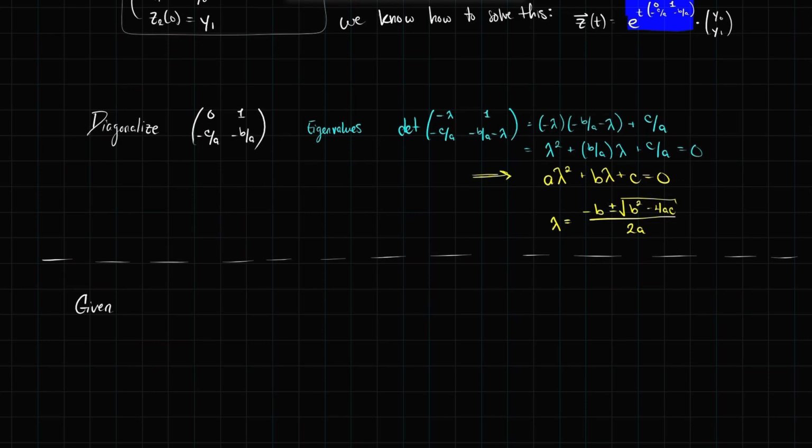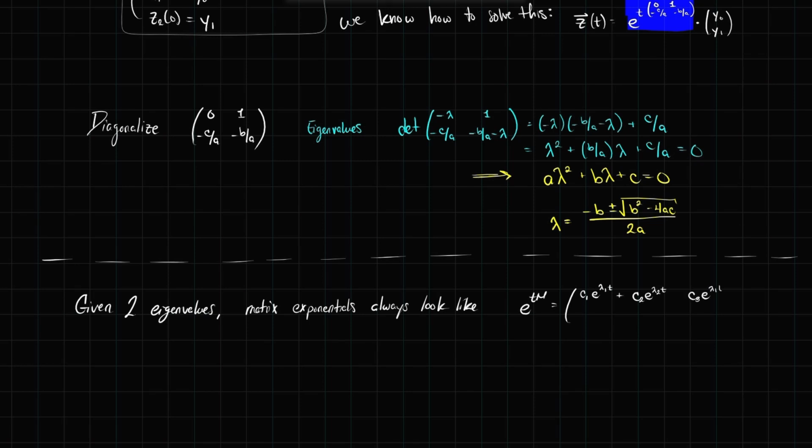Given two eigenvalues, matrix exponentials always look like, let's say e to the tM, it always looks like a constant times e to the lambda 1 t, and then another constant e to the lambda 2 t. These are added together, and then you'll get another constant e to the lambda 1 t, and yet another constant e to the lambda 2 t, as well as some stuff in the bottom row. But I just want to pay attention to that.